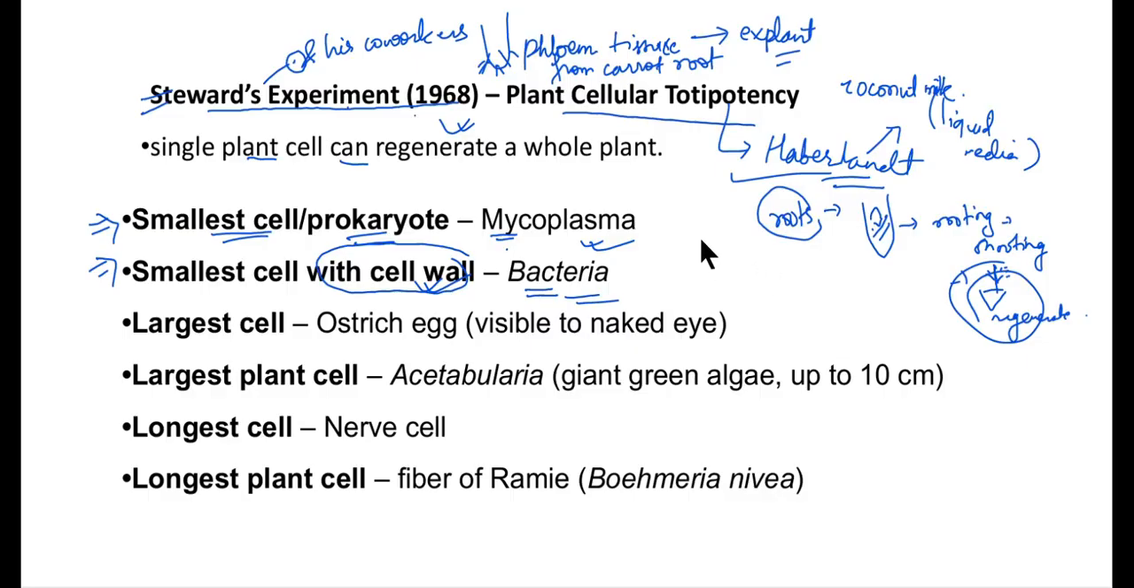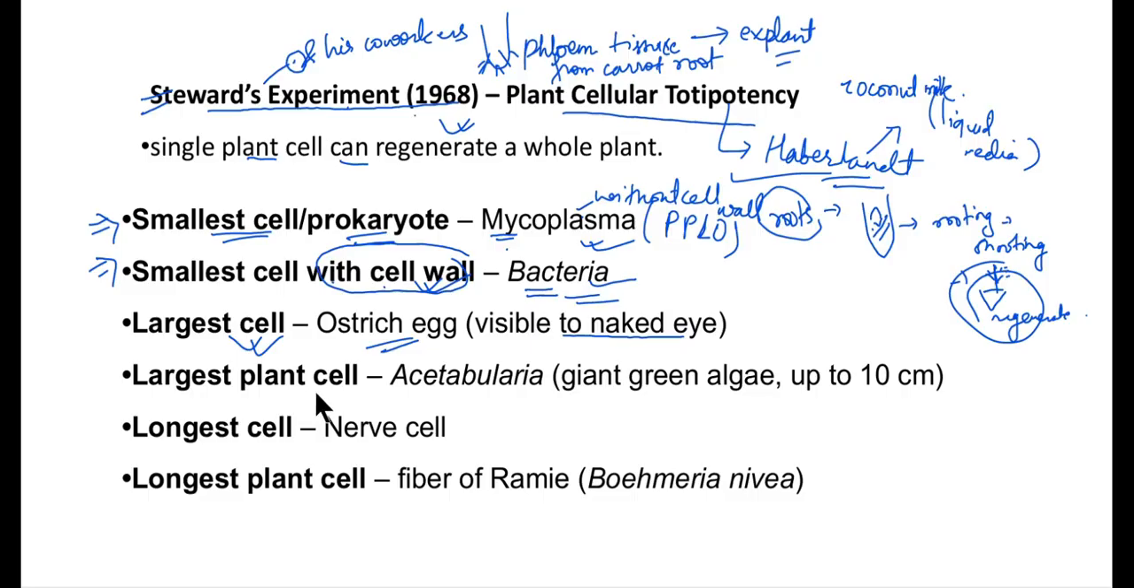Mycoplasma is also known as pleuropneumonia-like organism, PPLO, which is the smallest cell without cell wall. The smallest cell with cell wall is the bacteria. Talking about the largest cell, it is the ostrich egg that is visible to our naked eyes.